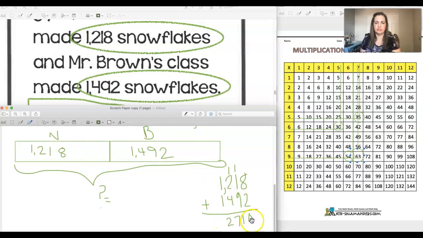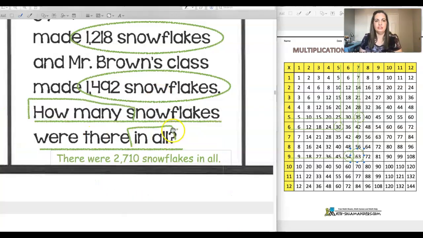Count your digits starting from the ones place. 1, 2, 3, and put your comma. My answer is 2,710. Remember that it's not enough to just write a number. You have to be able to tell me what that number represents. So I'm going to write it in a sentence. How many snowflakes were there in all? There were 2,710 snowflakes in all.